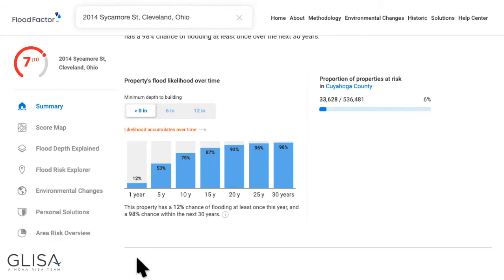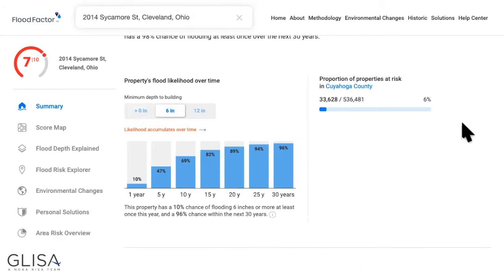The next section shows the property's likelihood of experiencing floods of certain depths over different time periods. Flood risks are cumulative, meaning that risks become greater as the time period increases. Specifically, looking at this property's risk of flooding greater than 6 inches increases from 10% in 1 year to 96% in 30 years.